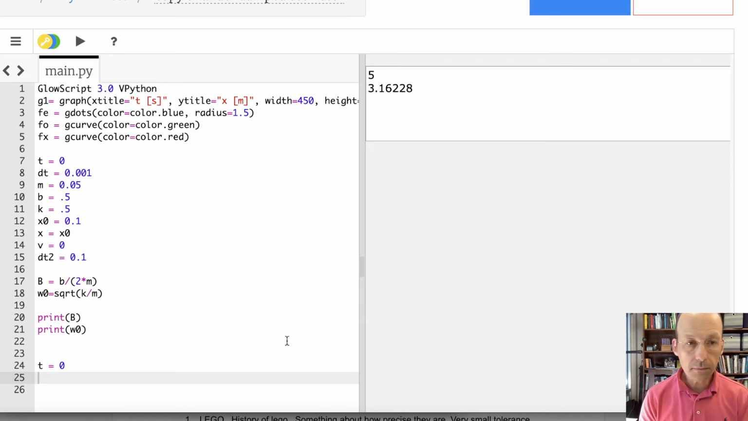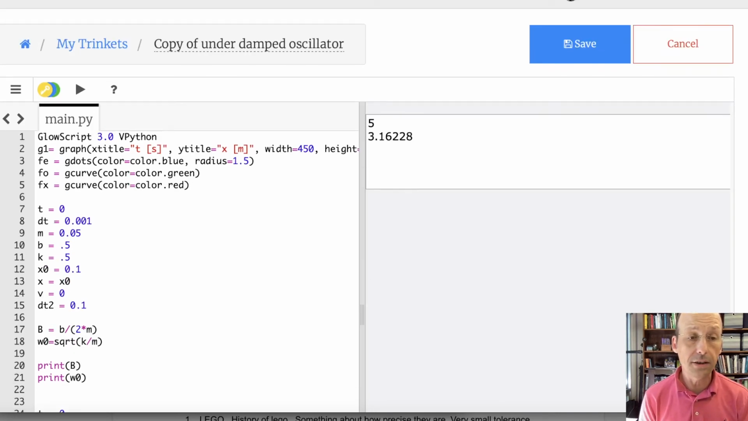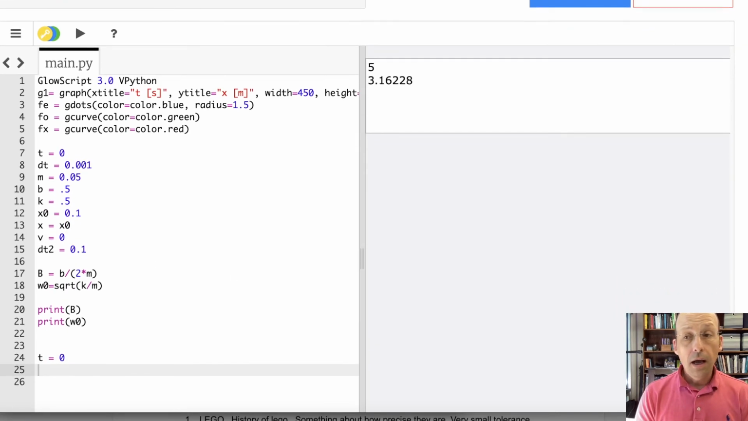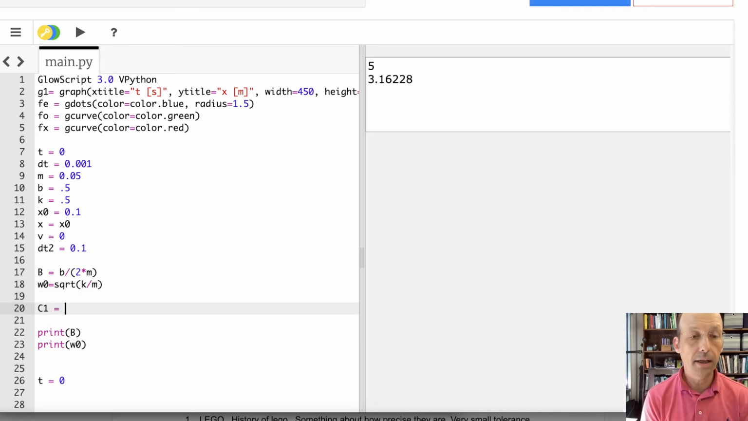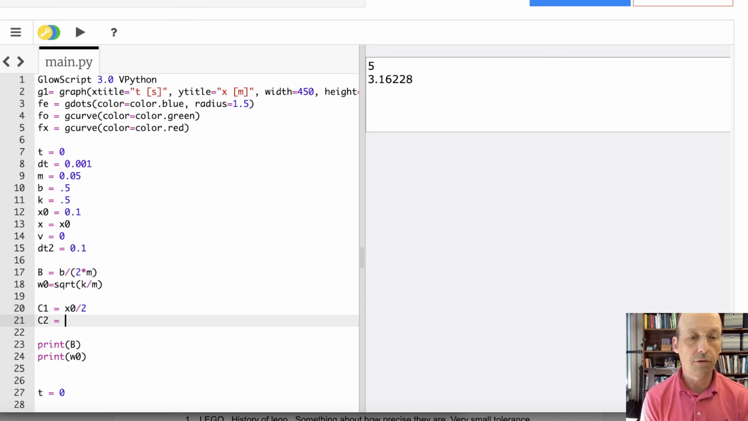Okay. Now the one thing I need to do here is I do need these C1 and C2 terms. Let's just pick C1 equals x0 over 2 and C2 equals x0 over 2. We can change this later. I'm just going to pick that, and I think that should work. So I have b, I have omega naught, I have C1, I have C2.